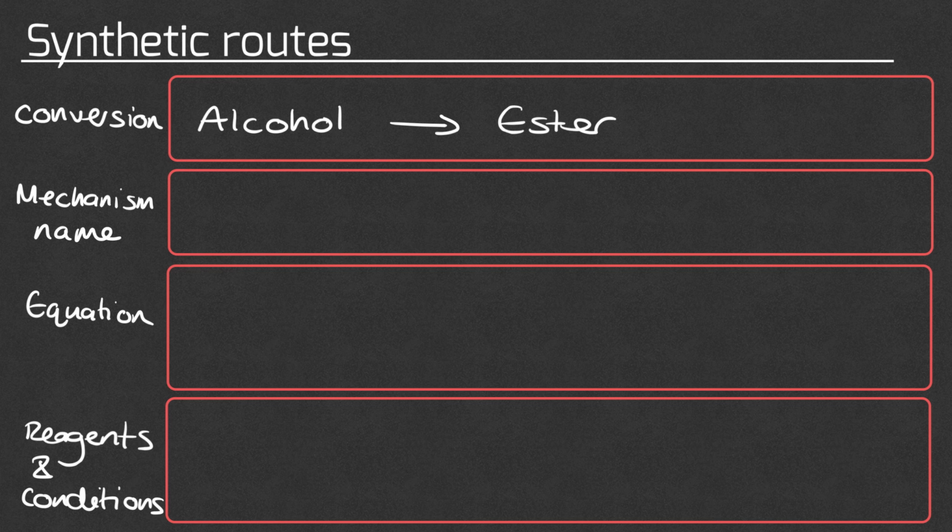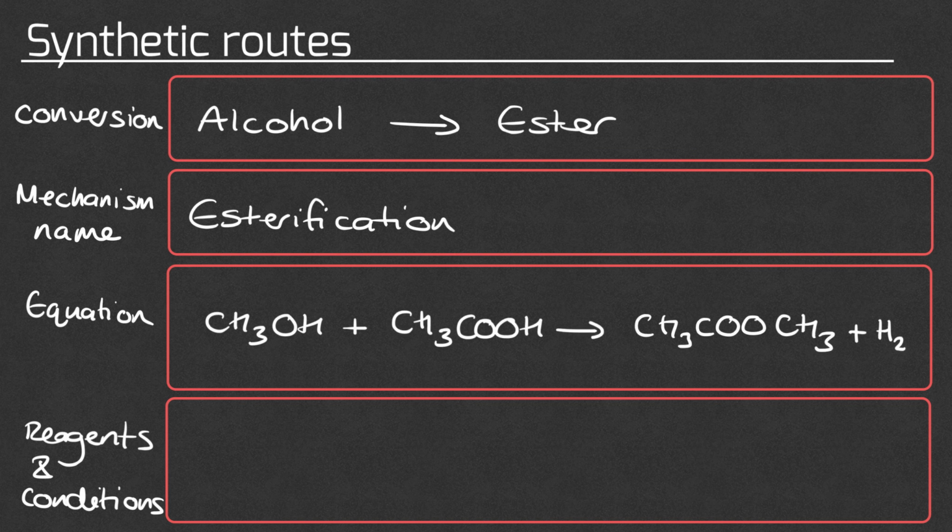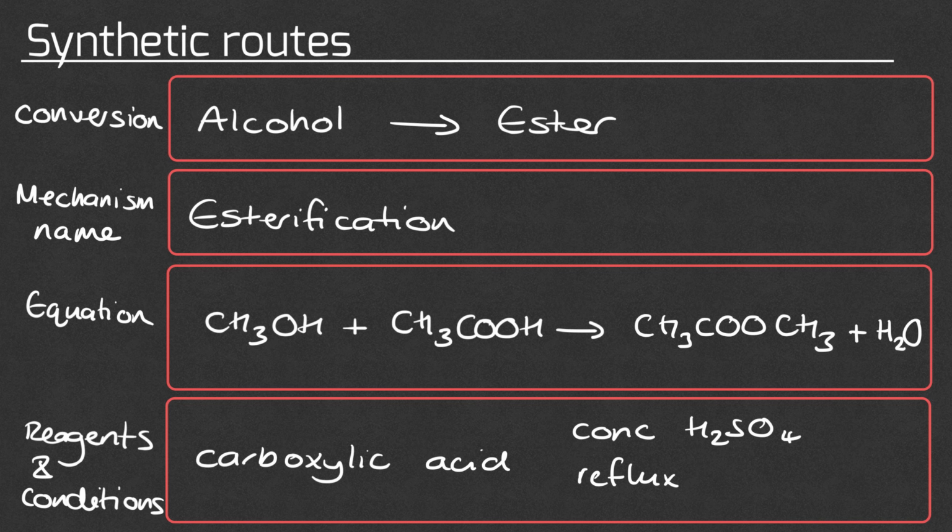For the conversion of an alcohol into an ester, this would be an esterification process. An example equation would be an alcohol reacting with a carboxylic acid to produce an ester and water. The reagents and conditions would be a carboxylic acid, concentrated sulfuric acid under reflux. This would also be the same conversion for a carboxylic acid producing an ester, apart from a carboxylic acid being a reagent. In that case, the alcohol would be. There is no mechanism you need to learn for this process.